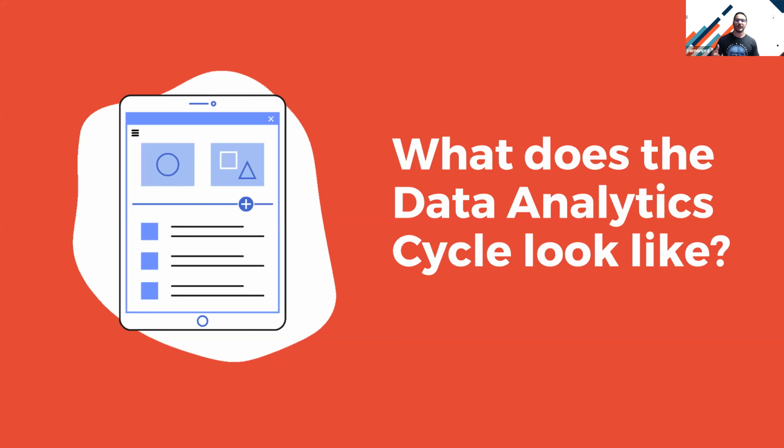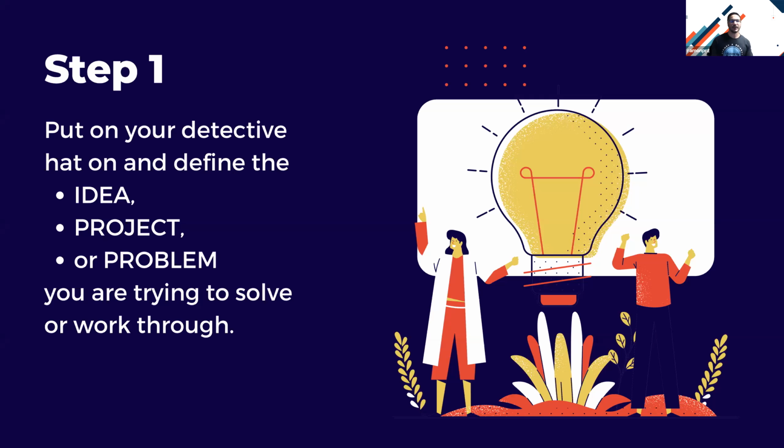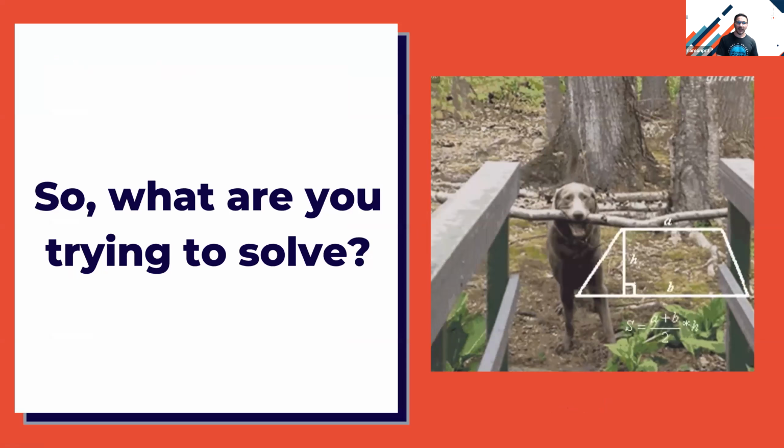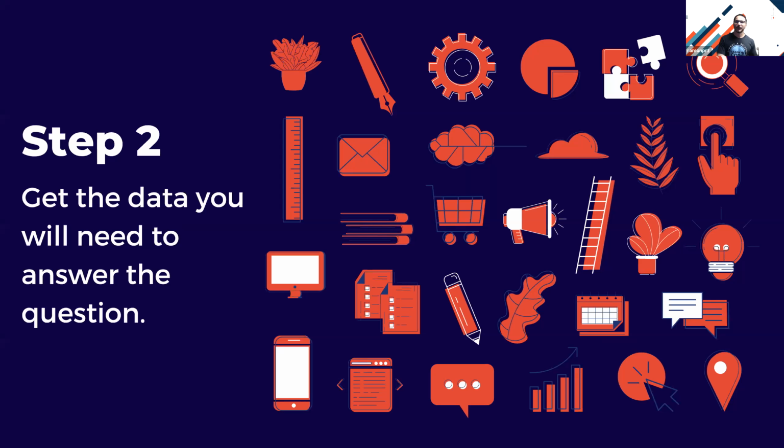Okay, so what does the data analytics cycle look like? The first thing is that you put on your detective hat, you come up with an idea, a project, a problem. You define, not necessarily very specifically, something that is the essence of your whole project. Once you have what you are trying to solve, you go into step two.